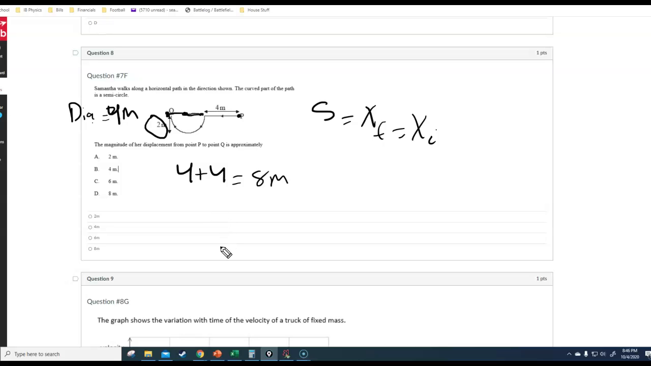Okay, that's it. A lot of people got obsessed by the semicircle part. They thought circumference has something to do with it. No. Way overthinking it. Okay, so that's question 7F.